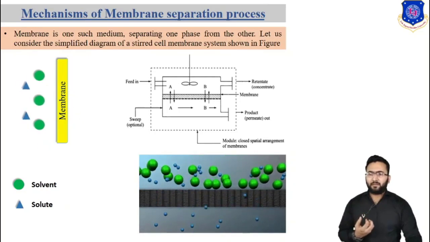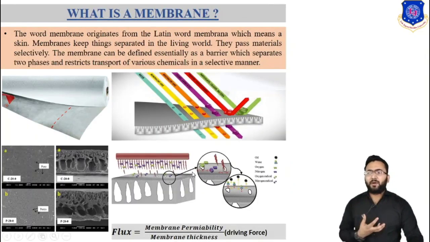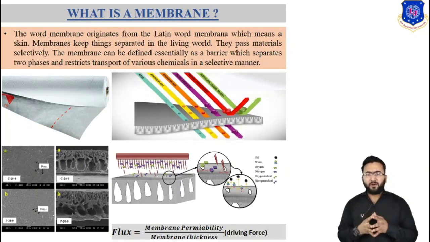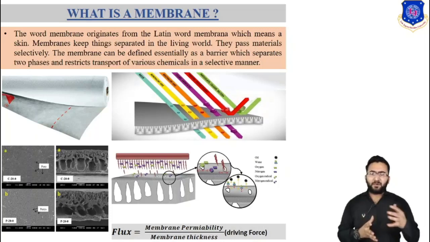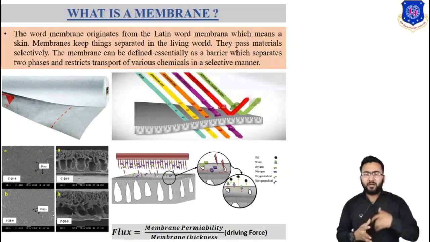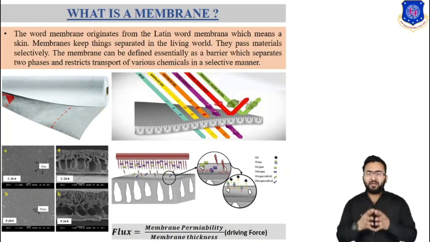Now let us discuss the membrane. What is a membrane? The word membrane originates from the Latin word membrana, which means skin. Membranes keep things separate in the living world. They pass material selectively. A membrane can be defined as an essential barrier which separates two phases and restricts transport of various chemicals in a selective manner. In other words, a membrane is defined as a structure having a lateral dimension much greater than its thickness, through which mass transfer may occur under a variety of driving forces.